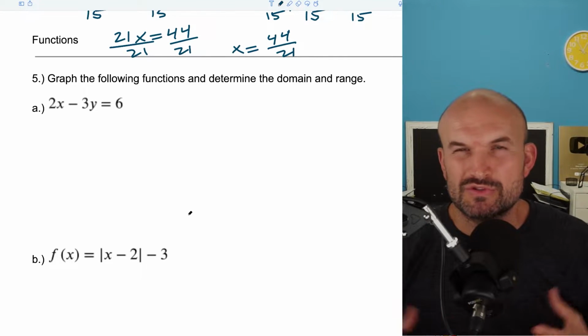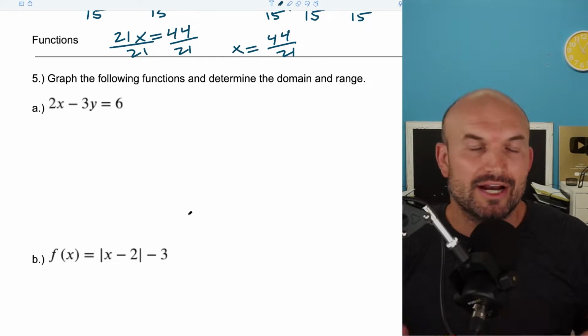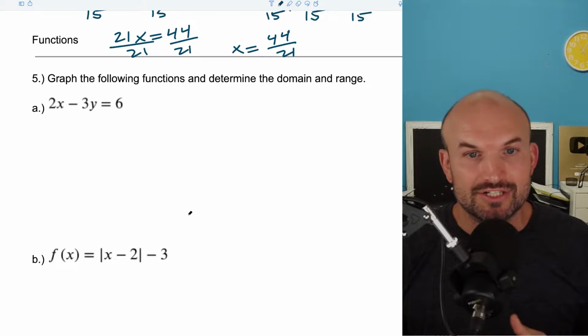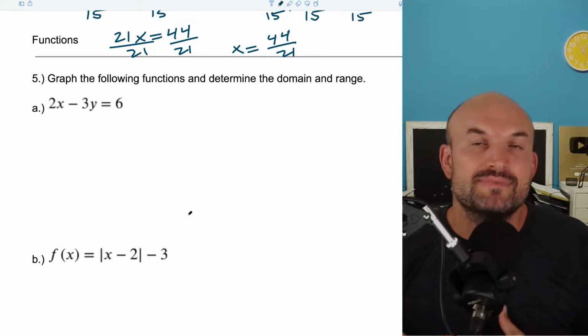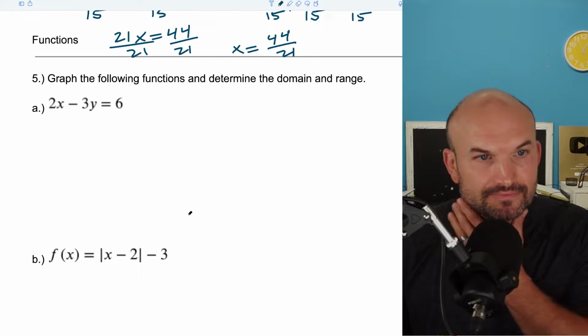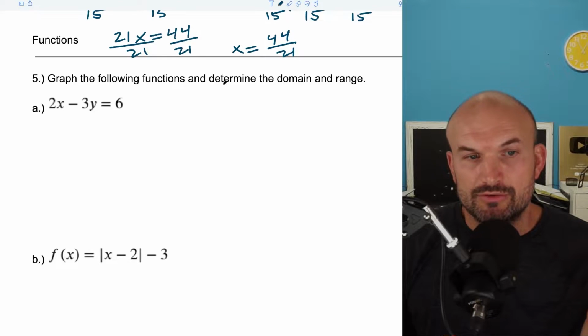The linear equations was really just that foundational stuff, making sure you remember a line and all that kind of stuff. But for functions now, we're going to get into some really good meat and potatoes of what you can expect coming into precalculus. So for these questions, we're going to graph the following functions and determine the domain and range.